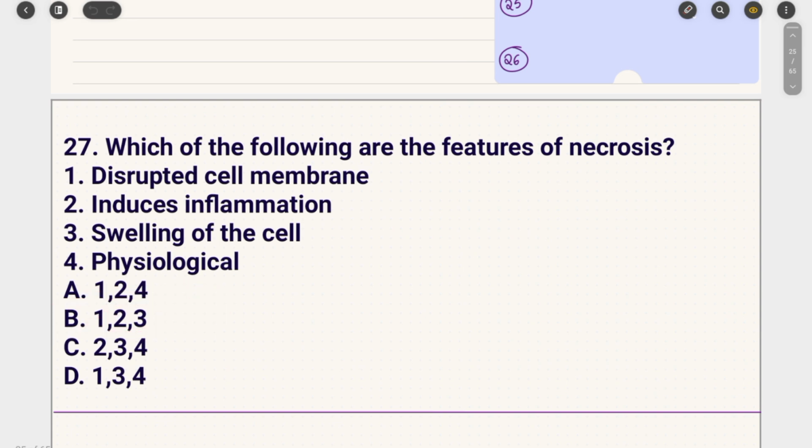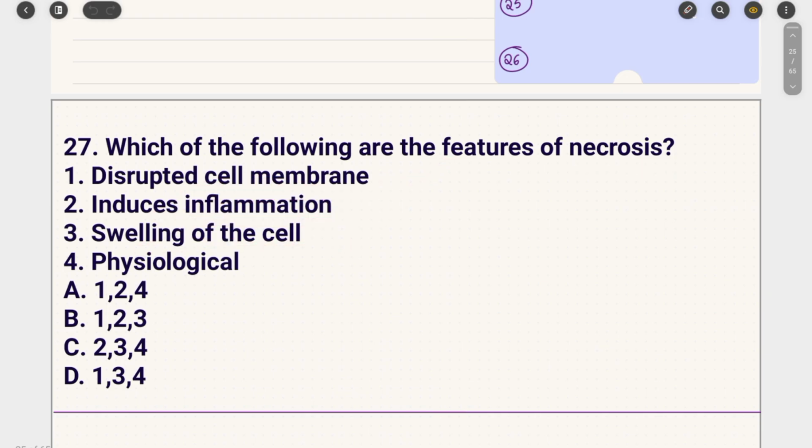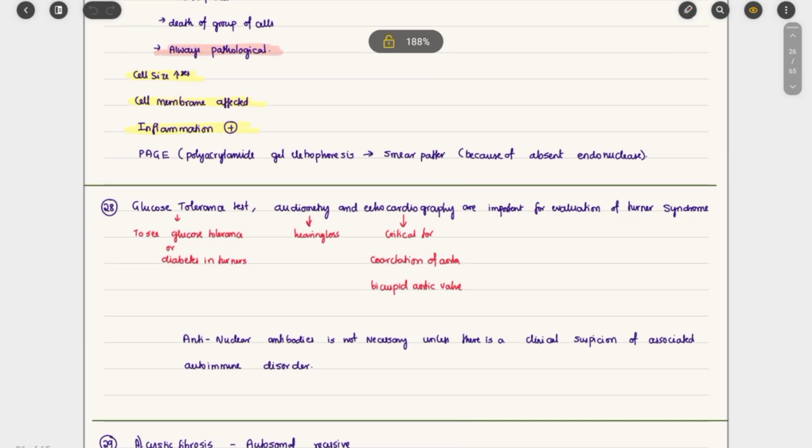Let's see. Disrupted cell membrane will be present in necrosis. Yes. Induces inflammation. Yes. Swelling of the cells will be present. Yes. So all the three, 1, 2, 3 are correct. Only the fourth one is wrong. So if you know the definition, only then can you rule it out.